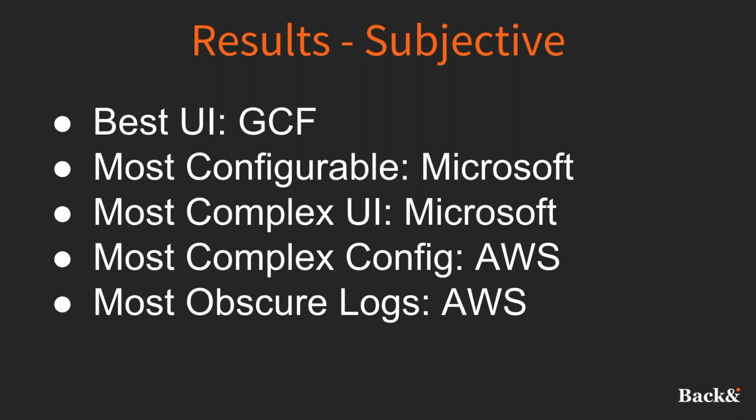Finally, the last one is the most obscure logs, and that also goes to AWS. Microsoft is a close second here because their logs are fairly easy to access, but they don't have a lot of very useful data that you can pull out. Google is very good in terms of providing log data. I can pull usage data out very easily. I can export it all from one interface.